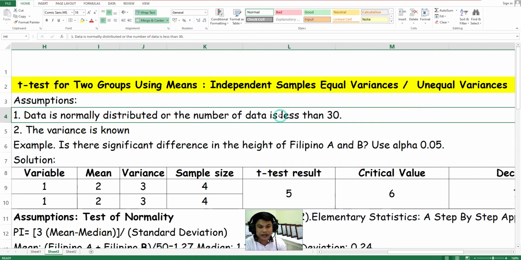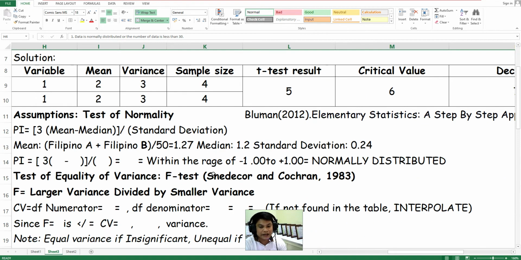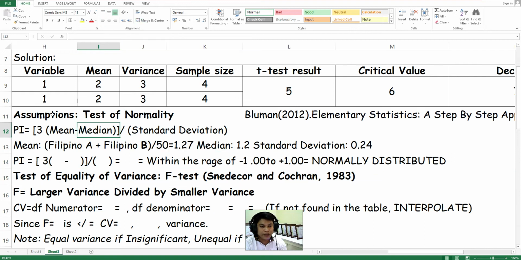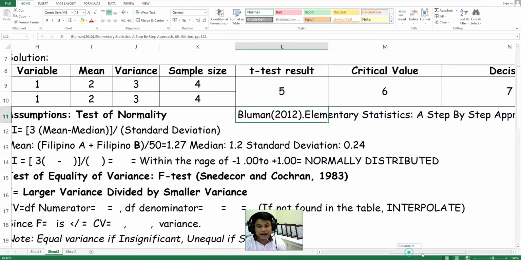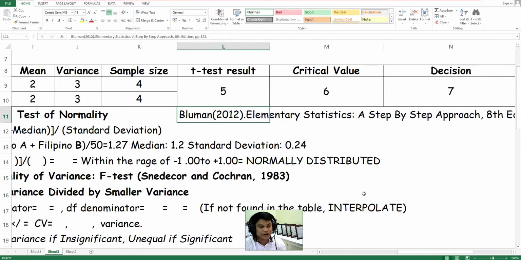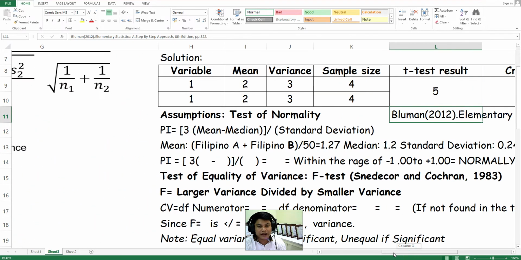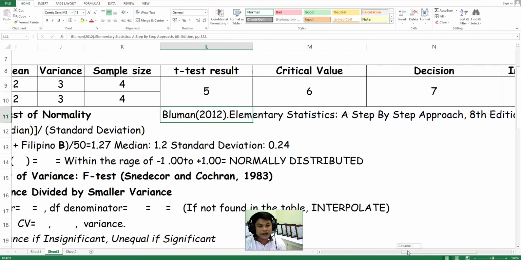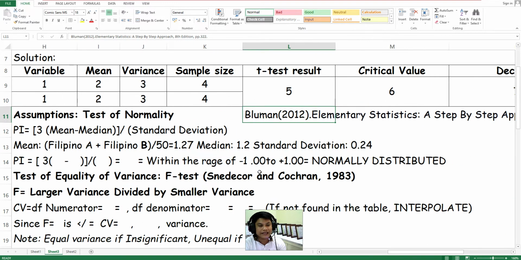We don't have a question about whether the data is less than 30 because our example is 28, which is definitely less than 30. Now, we can use the formula as reflected in the book of Bluman, 2012, Elementary Statistics. This is the 8th edition. So there are books available by Bluman in which you can find in that page how to determine the test of normality. And we have the PI, the Pearson Index, as the formula useful in finding the test of normality. By formula, we have to get 3 times mean minus the median over the standard deviation.